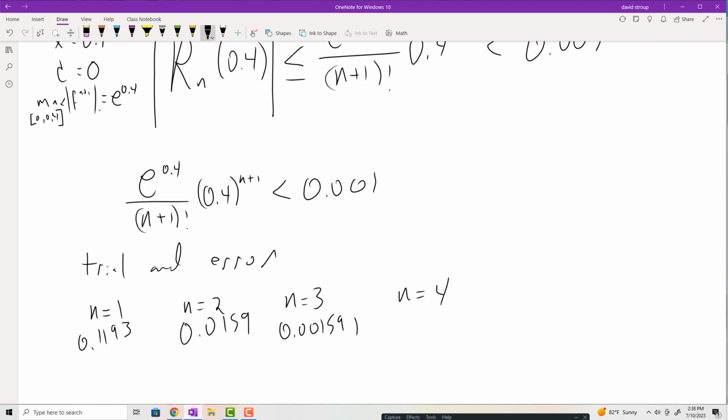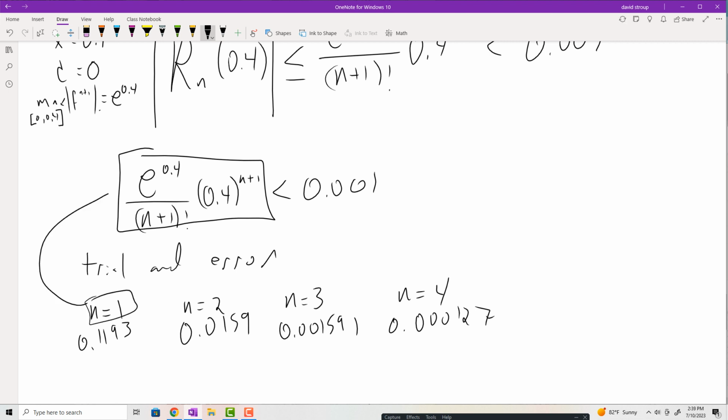I think 5 factorial is 120. Yes, so that gives 0.000127. I'm plugging each n value into this formula: n equals 1 there, then n equals 2, and that's where I'm getting these numbers. As soon as I get one that's less than 0.001, that tells me the length of my polynomial. So here I need a degree 4.